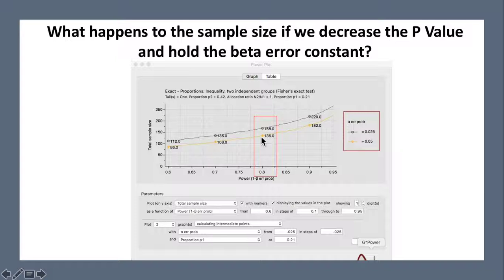So, at 80% power, we need 136 with that given effect size of what they found. But it goes up to 168 if we use a much more conservative p-value in the future.